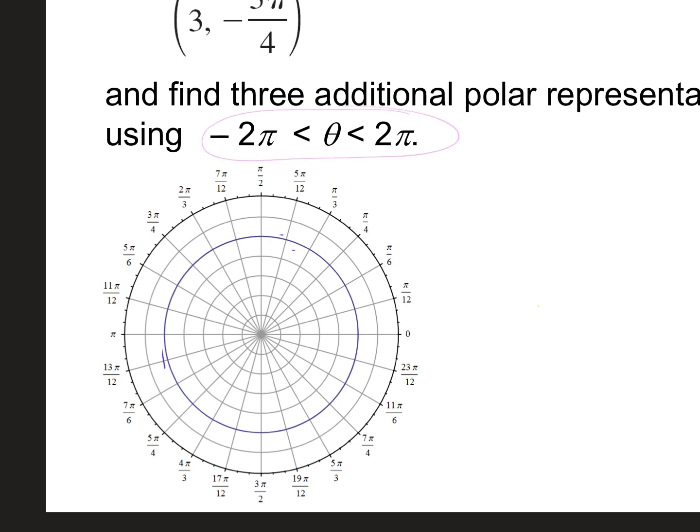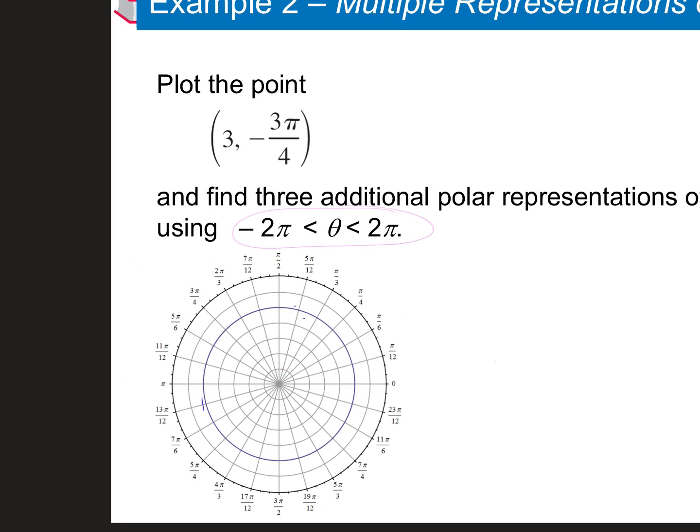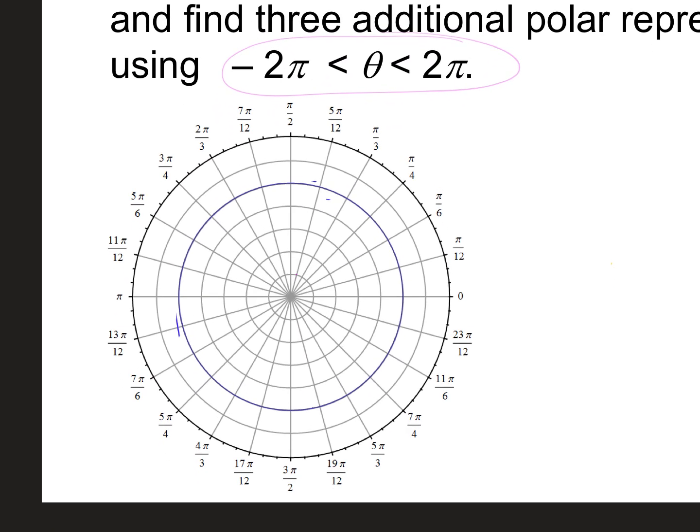And we'll talk about that in a second. But it says, find 3 additional polar representations. So 3 other ways to write this point. Well, let's write the point the way that it's given to us: 3 comma negative 3 pi over 4. How do we do that?